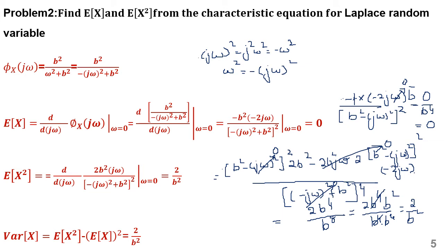So once I know the expectation of x square, I can find the variance of x. It is the expectation of x square minus E of x whole square. Expectation of x square is 2 divided by b square. Expectation of x is 0. So therefore, I get the variance of x equal to 2 divided by b square, that is equal to standard deviation whole square. So from this I can find the standard deviation, that is root of 2 divided by b square.